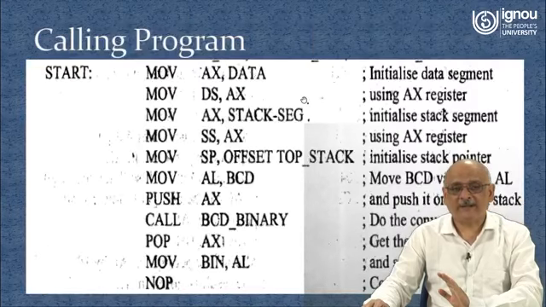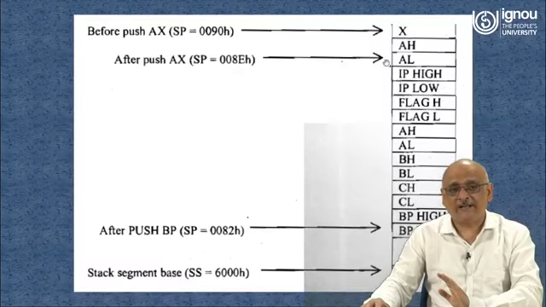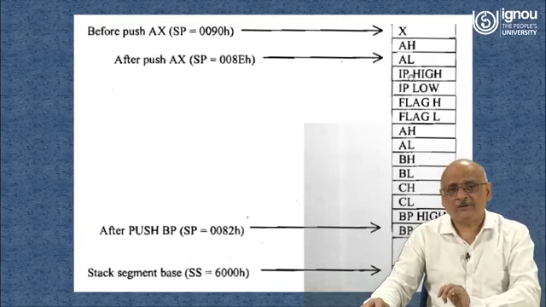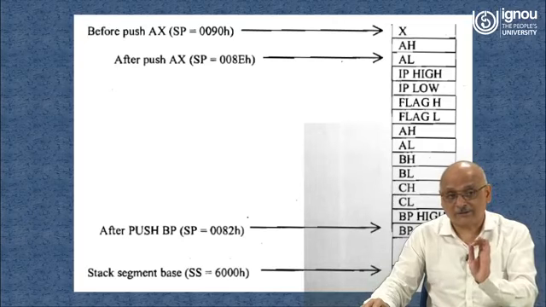What is the next statement in the previous case? The next statement happens to be call BCD binary. Now, call BCD binary, in our case, since we are assuming it to be a near procedure call, what you see is that the next thing going onto the stack is IP high and IP low. So the call instruction will be putting IP high and IP low, because it should be a near procedure call. That's what we are assuming.